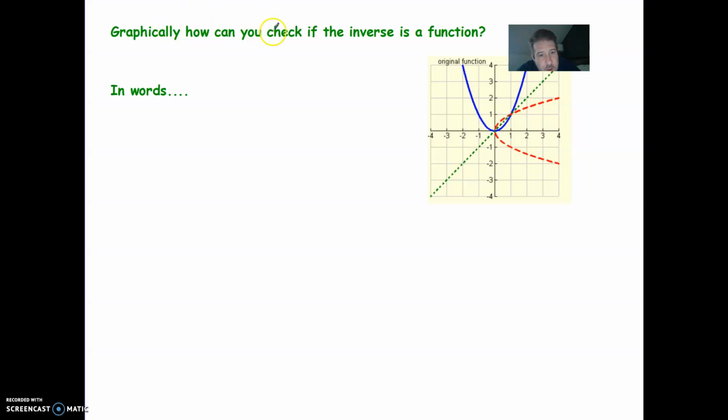Alright, so graphically, how can you check the inverse of this function? In other words, we know it's an inverse if it's a perfect reflection over y equals x, and basically if it passes the horizontal line test. If the original function passes the horizontal line test, which this one does not, then it's not going to pass the vertical line test on the inverse. So you know the inverse is not a function when the original function does not pass the horizontal line test. And I'm going to have to stop right there.